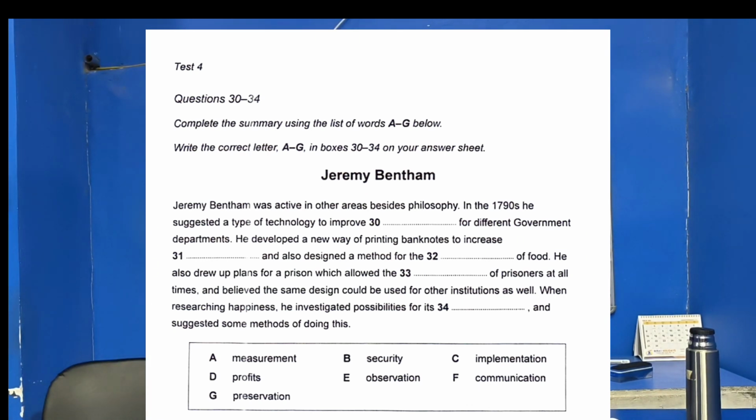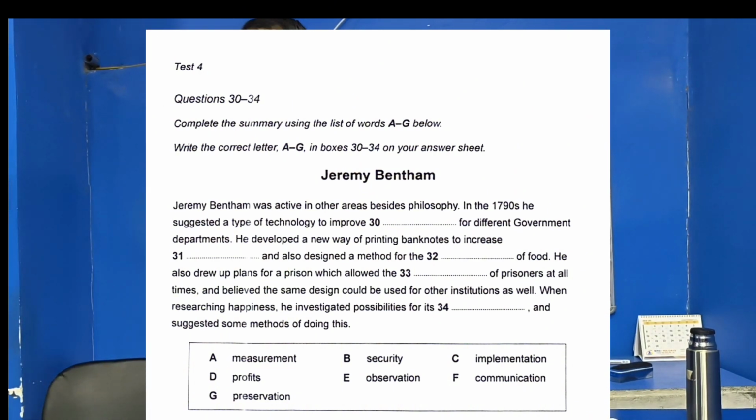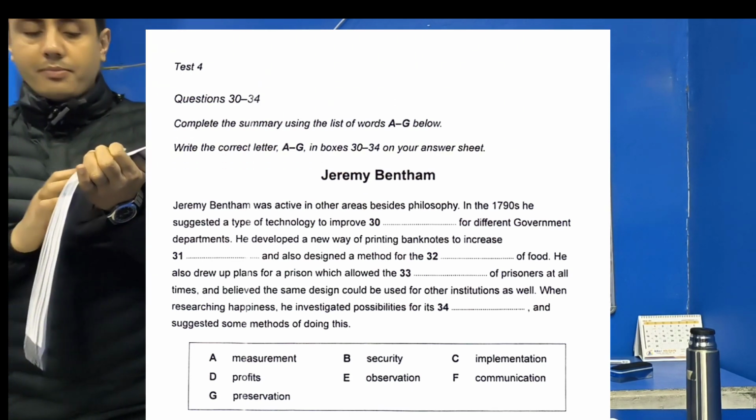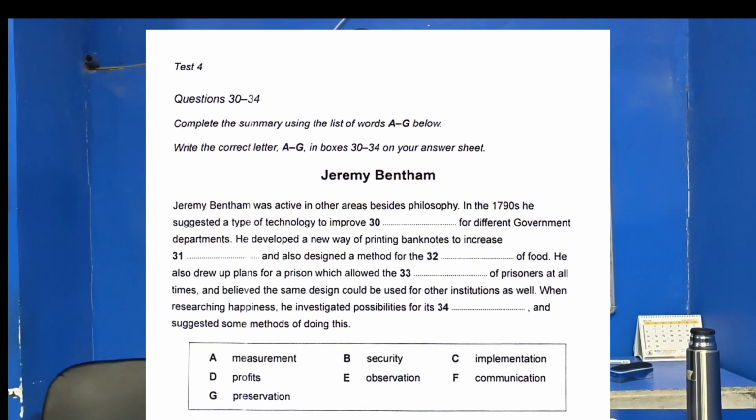Jeremy Bentham. Jeremy Bentham was active in other areas besides philosophy. Means he was a philosopher and other things as well. In the 1790s, he suggested a type of technology to improve something for different government departments. What can it be? To improve what for government department? Maybe security. What else? Communication, maybe. I guess only those two options match. Security for government department or communication, maybe. Other things don't match. Okay, let's see.